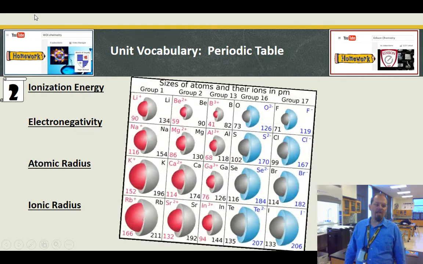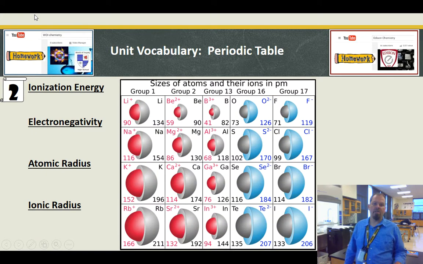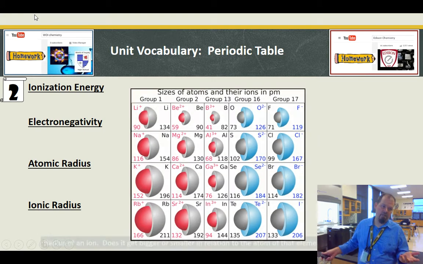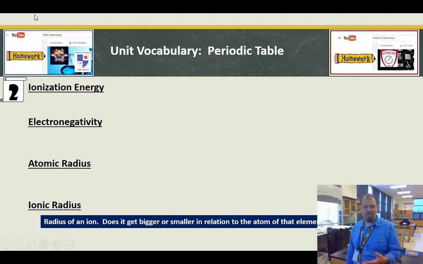Okay. Ionic radius, and here's a picture of what happens. Does the ion get bigger or smaller? Here the ions are in red or blue, and the base atoms are in gray. So you see metal ions lose their electrons and their ions become smaller. Non-metals on the right gain electrons and their ions become bigger. So ionic radius is the radius of this ion. Does it get bigger or smaller in relation to the atom of that element? For example, what happens when fluorine becomes fluorine minus 1? Well, I gain an electron, it becomes bigger. Easy gain.